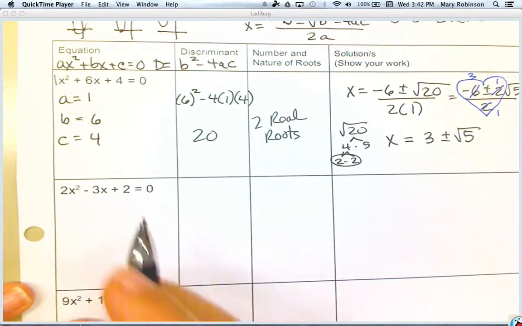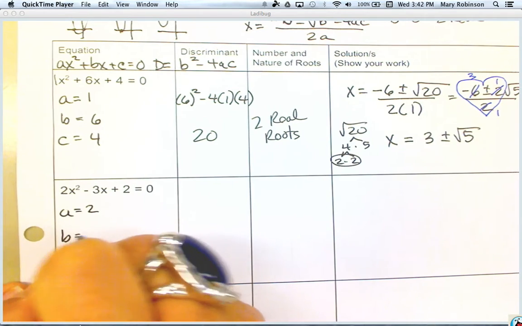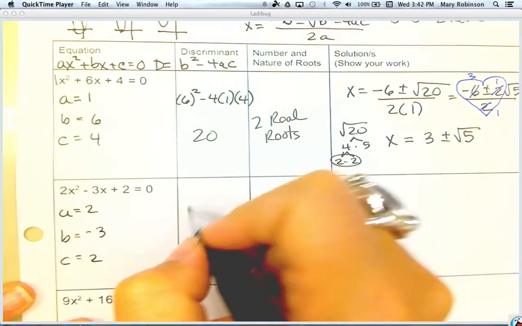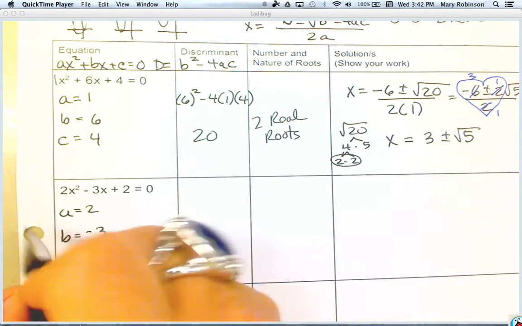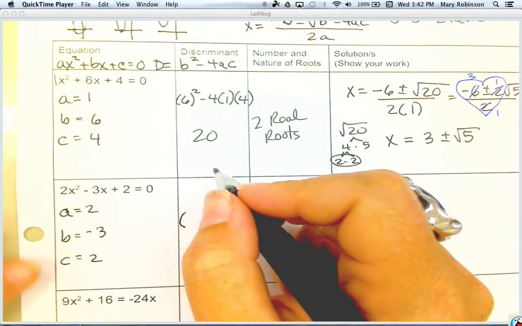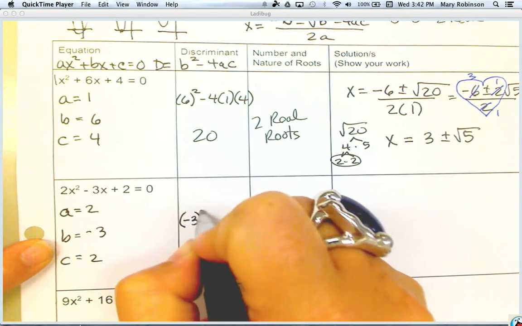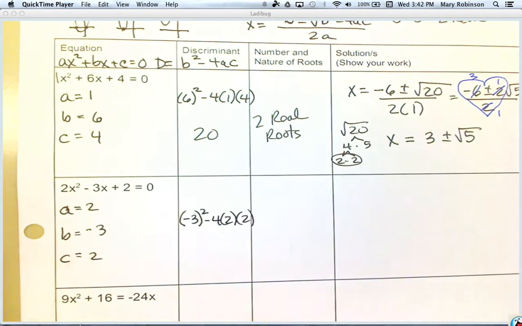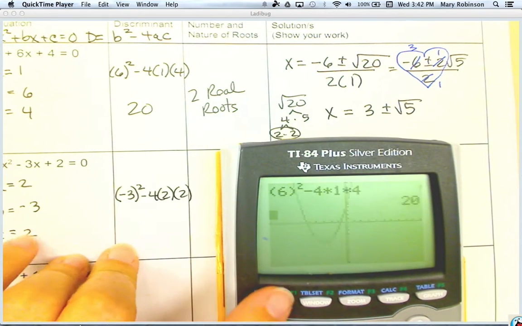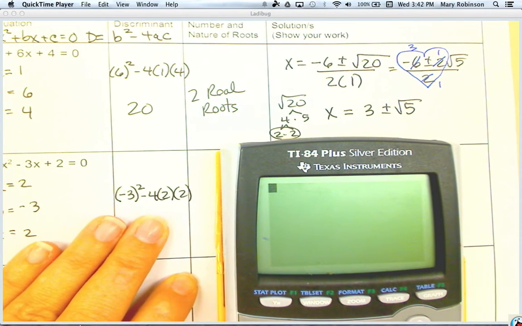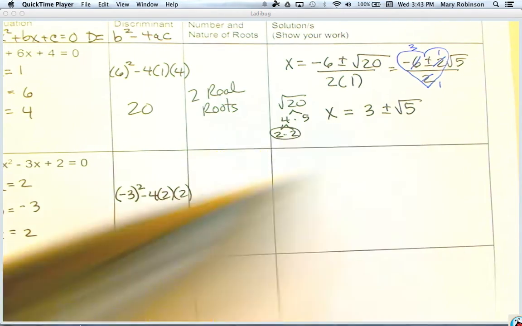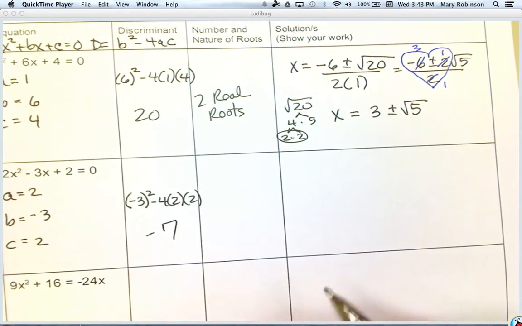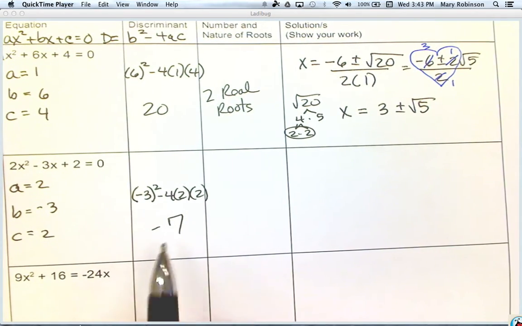If we take a look at the second one, then we go ahead and write out our A value, our B value, and our C value, and then substitute into b squared minus 4ac to find the discriminant. Our b is negative 3. Those parentheses are really important there. So b squared minus 4 times 2 times 2. If we plug that in our calculator, we get a negative 7. So my discriminant value is negative 7. So when I see your work, I need to see that you plugged it in and also the value.